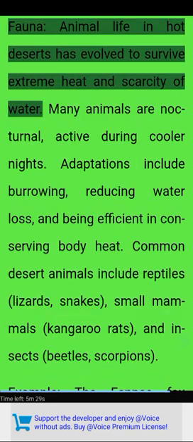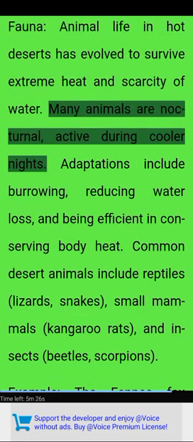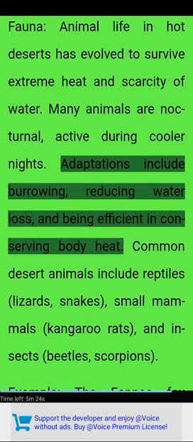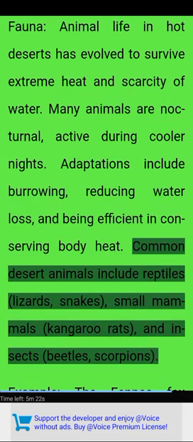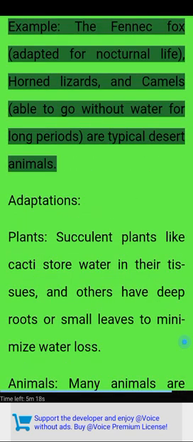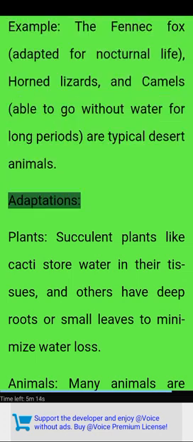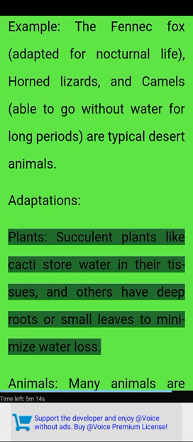Fauna. Animal life in hot deserts has evolved to survive extreme heat and scarcity of water. Many animals are nocturnal, active during cooler nights. Adaptations include burrowing, reducing water loss, and being efficient in conserving body heat. Common desert animals include reptiles, lizards, snakes, small mammals, kangaroo rats, and insects, beetles, scorpions. Example, the fennec fox adapted for nocturnal life, horned lizards, and camels able to go without water for long periods are typical desert animals. Adaptations. Plants. Succulent plants like cacti store water in their tissues, and others have deep roots or small leaves to minimize water loss.